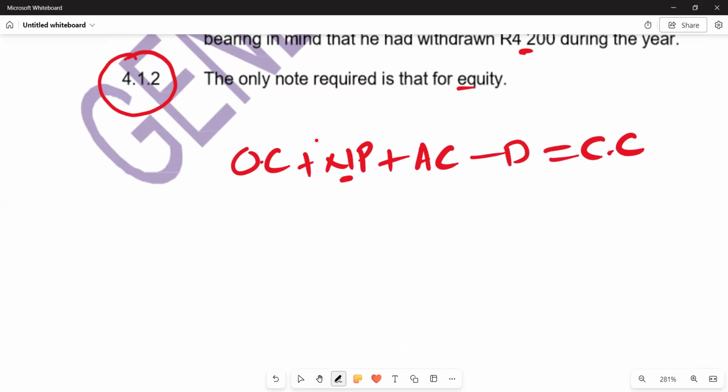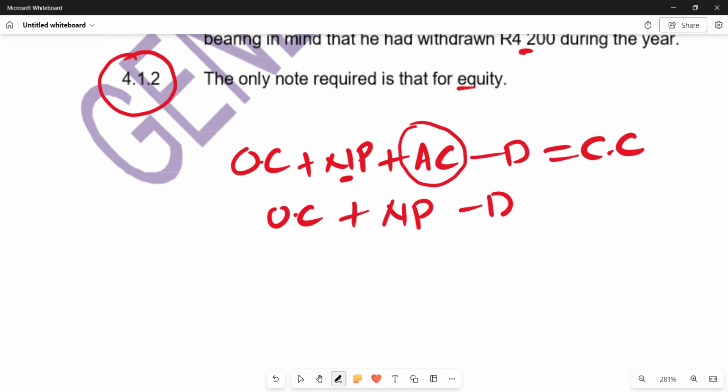But according to this question, we do not have additional capital. So we can just leave additional capital and say opening capital plus net profit. And then we less our drawings, and then we get your closing capital. So this is what we have. Then if you go to the question, let's try to find out if you have got opening capital and closing capital. And of course, the drawings figure we have already been given, there is 4,200. So we can go to the information that we have to see if we are given the figures for opening and closing capital.